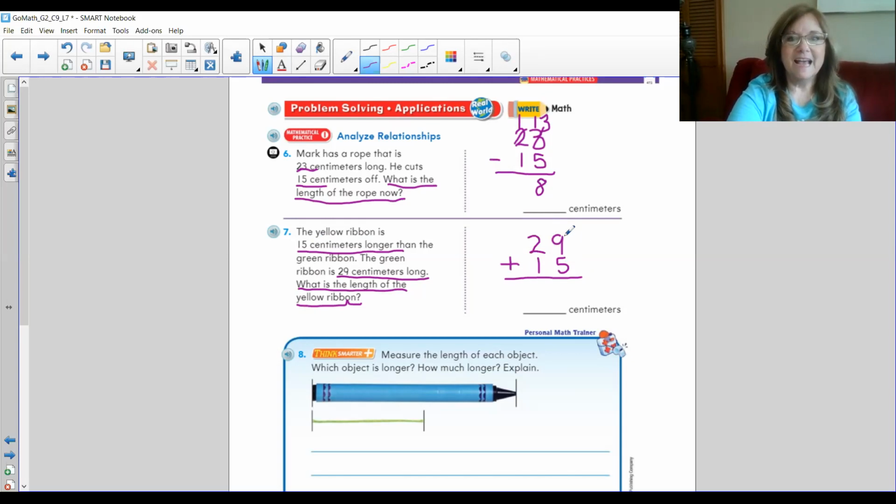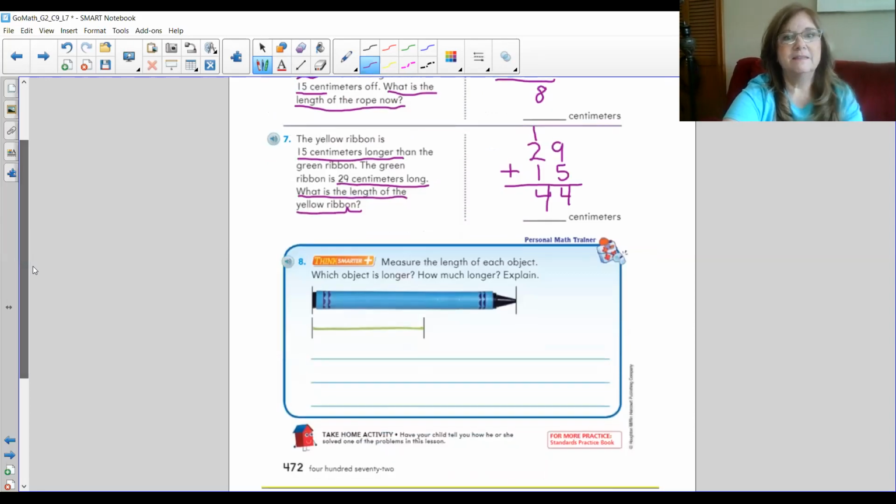So let's add 9 plus 5. So 9 plus 5 is 14. So that's 4 ones that we want to put in the ones column, and 1 ten. And some people say that we carry that one up there. And we do. We carry the 1 ten up to the tens column. And then we add 1 plus 2 plus 1. And that is 4. So 44 centimeters, that is the length of the yellow ribbon.